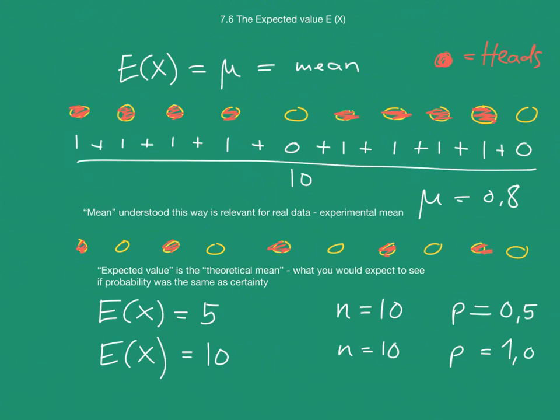More generally, we can write this as: the expected value of an event is the number of trials multiplied by the probability in every trial. This is what we see in the examples here, that you have 10 trials with a probability of 0.5. You multiply the number of trials with the probability, and same with the other example.